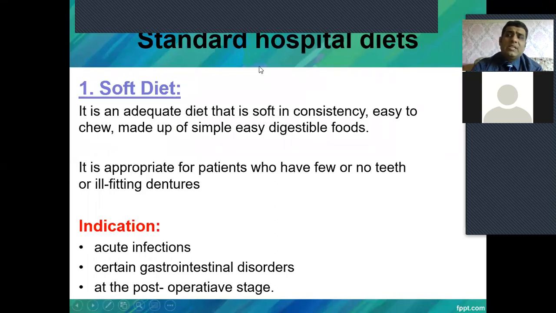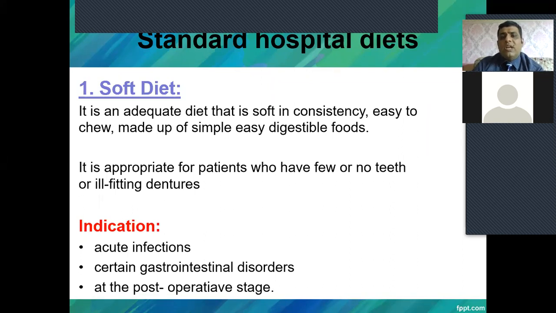Then the standard hospital diet: when the patient is hospitalized, admitted to the hospital, hospitals give some standard kinds of diet. What kinds of diet are there in the hospital, we will explain today. So first of all, we consider the soft diet.